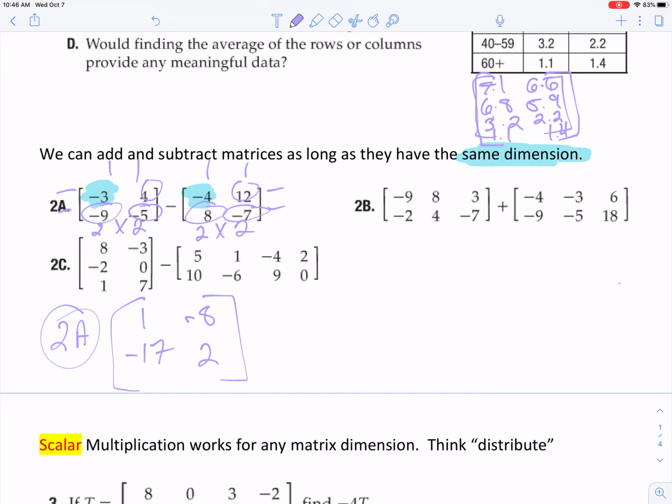Awesome. Let's try 2C. This one is a 1, 2, 3. 3 by 2. This one is a 1, 2, 1, 2, 3, 4. This one is a 2 by 4. Do they have the same dimension? No, they are different. Therefore, you cannot add these ones. So I'm just going to write not possible.